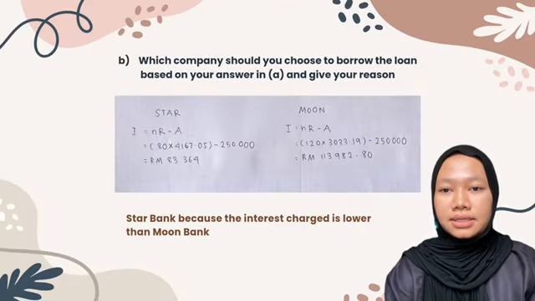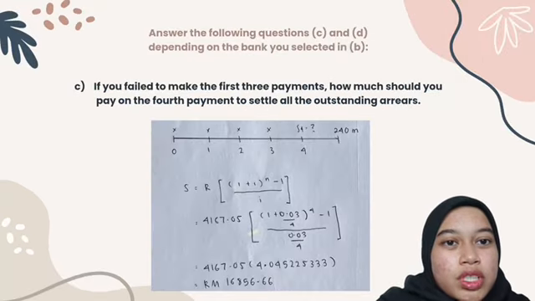B. Which company should you choose to borrow the loan based on your answer in A and give your reason? The answer is Star Bank because the interest charge is lower than Moonbank. C. If you fail to make the first 3 payments, how much should you pay on the 4th payment to settle all the outstanding arrears?